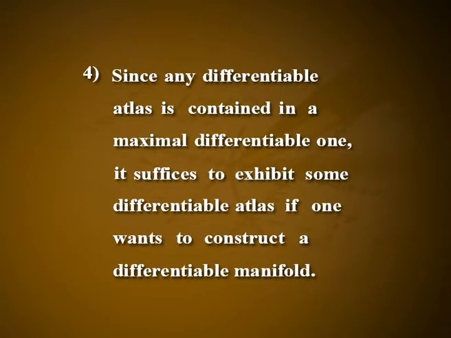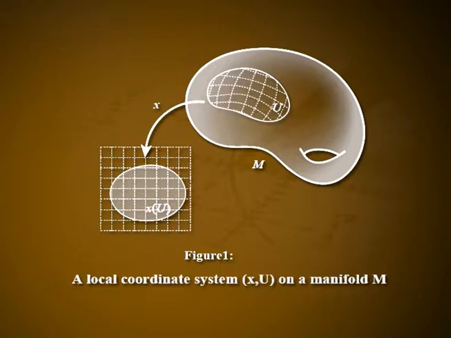Fourth, since any differentiable atlas is contained in a maximal differentiable one, it suffices to exhibit some differentiable atlas if one wants to construct a differentiable manifold. Figure 1 shows a local coordinate system x_U on a manifold M. We will move on to the next definition.